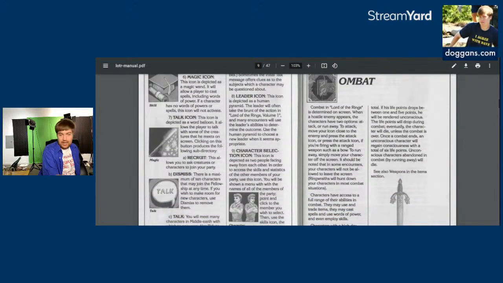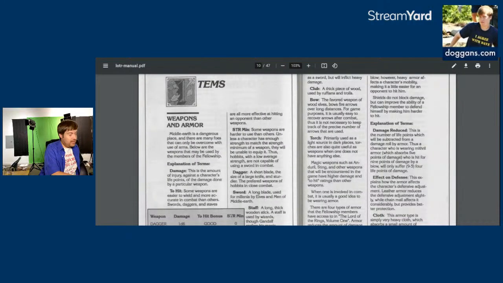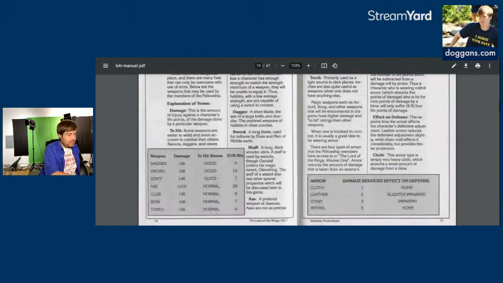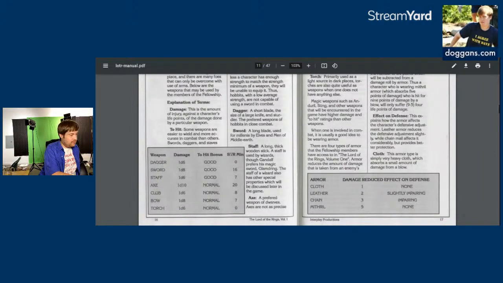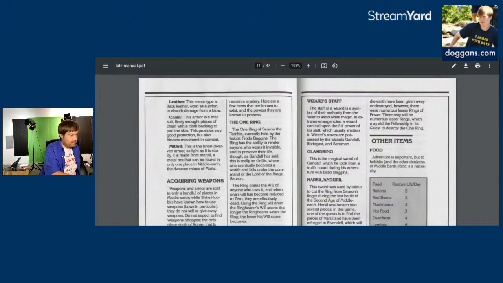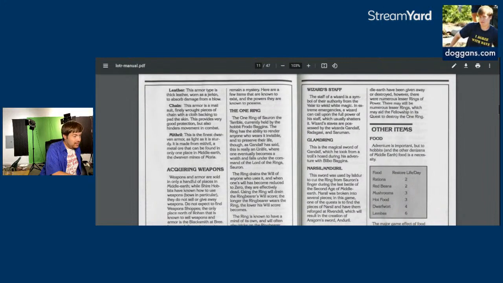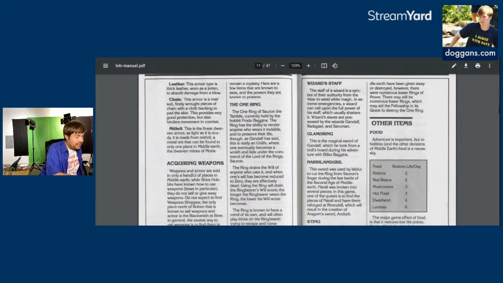Combat. So standard RPG game. Standard RPG game influence. The One Ring of Sauron the Terrible, currently held by the hobbit Frodo Baggins. The ring has the ability to render anyone who wears it invisible and to preserve their life. Though, as Gandalf has said, this is really an unlife.